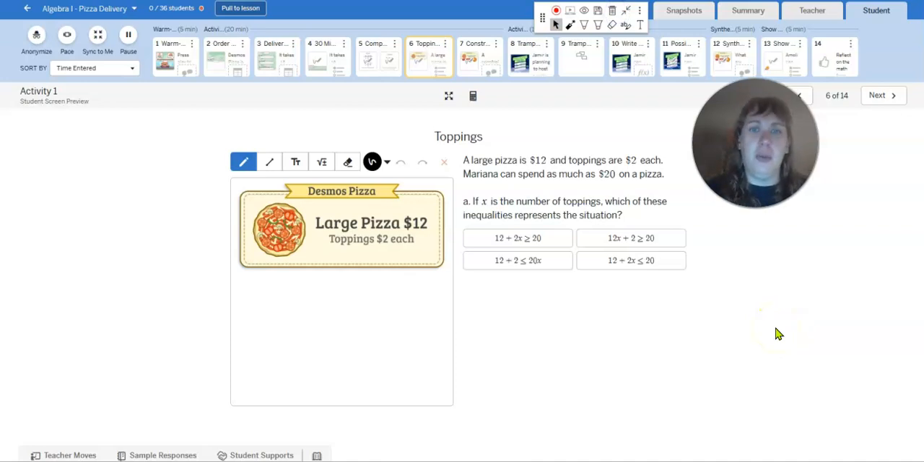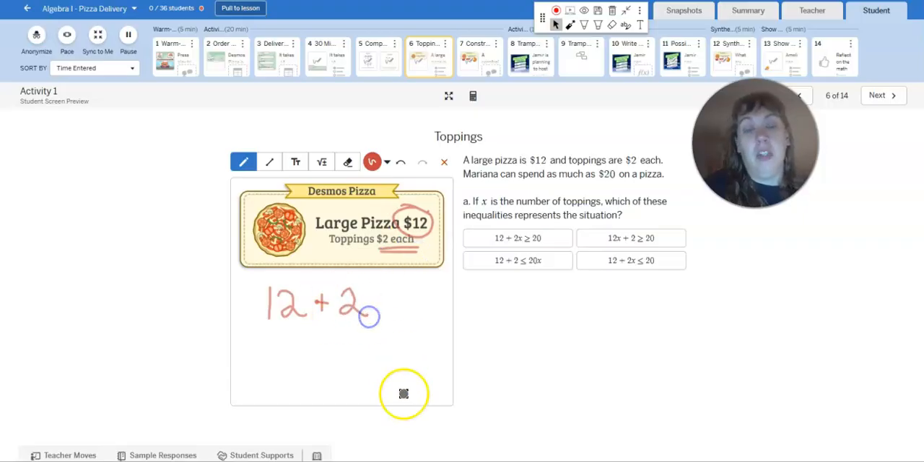It says a large pizza is $12 and toppings are $2 each. Mariana can spend as much as $20 on pizza. So that is the maximum, $20. She does not want to spend more. If x is the number of toppings, which of these inequalities represents the situation? So no matter what, we're paying $12 for a large pizza. It doesn't matter what we get on it, that's how much a large pizza is. Then we're going to add the price per topping.